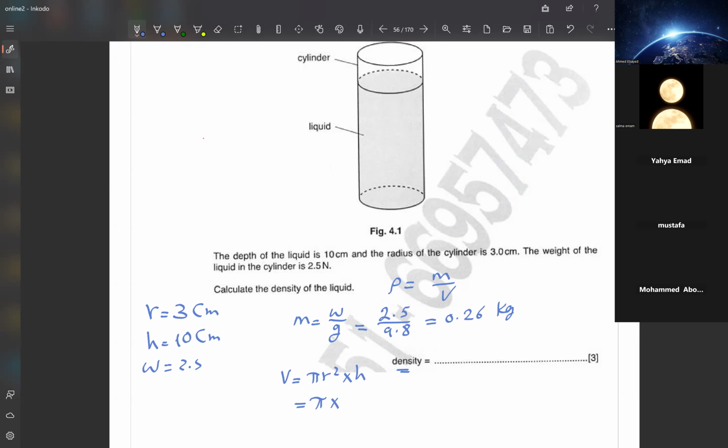First, because we have mass in kilogram, Yahya, the volume must be in meter cubed, okay? So now I have to divide by 100 here and divide by 100 here. So now r is 0.03 and the depth is 0.1. Now it's in meter. Okay?